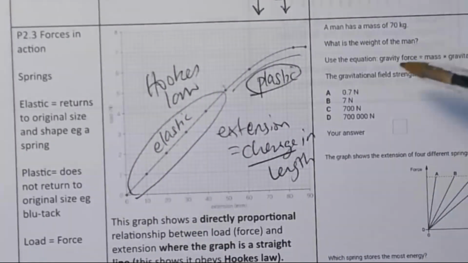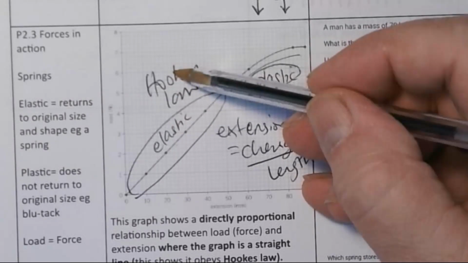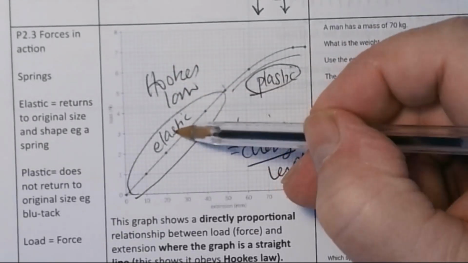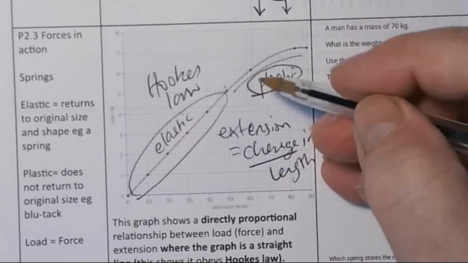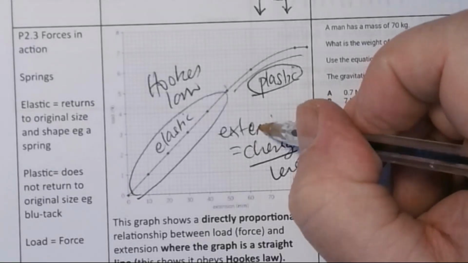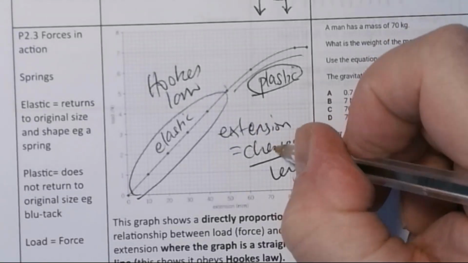So know these words, know what Hooke's law is. That's the straight part of the graph. Know what elastic means, it returns to its original size and shape. Know that the opposite of elastic is plastic. Know that extension is about the change in length of the spring, for example.